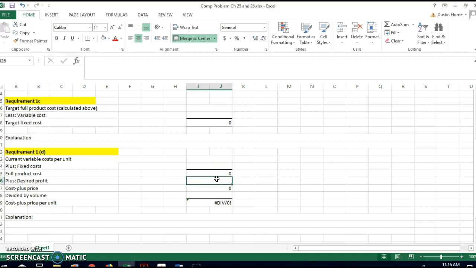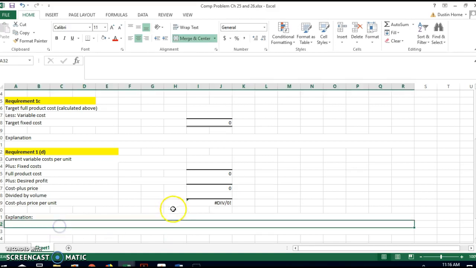We calculated that in 1A, the 12% times the 5,250,000. So once you get your full product cost plus your desired profit, that is called your cost plus price. You take that price and you divide it by your 500,000 units, okay? 500,000 goes here, and that will give you a price per unit.